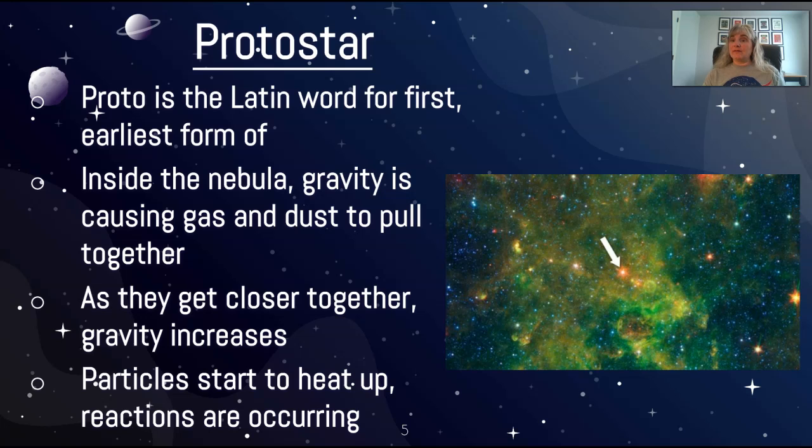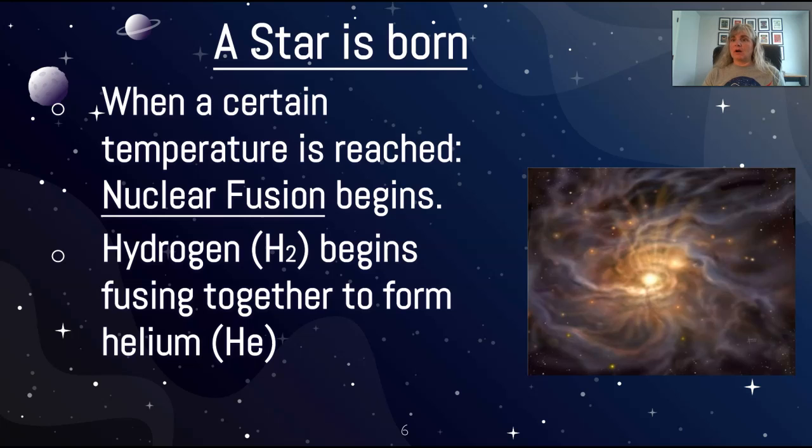The very beginning part of a star is called a protostar. Proto is the Latin word for first or earliest form of. Inside the nebula, gravity starts combining this dust and gas into different areas, and as they get closer together, gravity increases, the temperature increases, the particles start heating up, and there are reactions occurring. So just like a developing baby, stuff is happening and forming inside the nebula to eventually have a star being born. When a certain temperature is reached in that protostar, something called nuclear fusion begins.